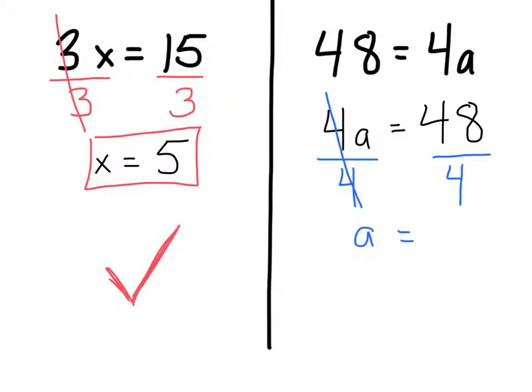And now we have 48 divided by 4. 48 divided by 4 is 12. So our answer is going to be a is equal to 12. Now to double check, remember, all we have to do is take wherever we see a in the equation, take this 12, and plug it right back in there. So, is 4 times 12 equal to 48? Yes, it does.